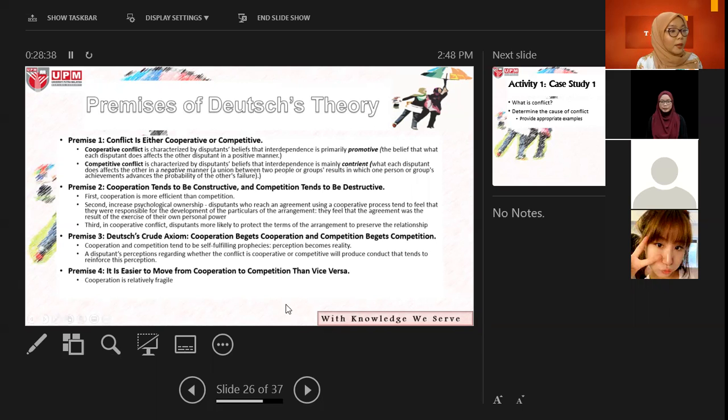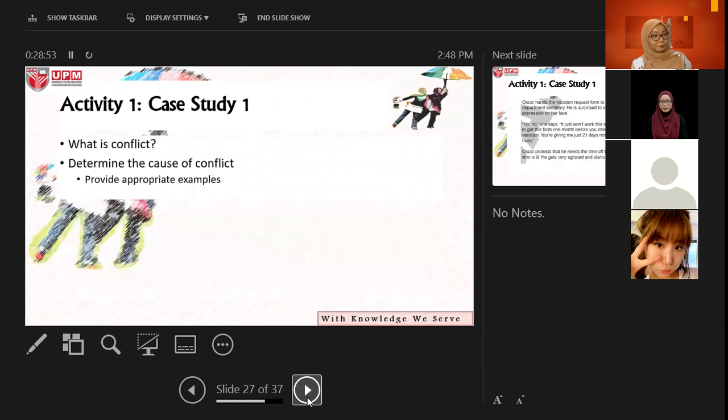That's why dia kata kat sini, cooperation ni is relatively fragile. Cooperation ni sebenarnya mudah pecah. Sangat senang pecah. Okay, anytime it can be broken down. Sebab nak bergaduh ni senang je.